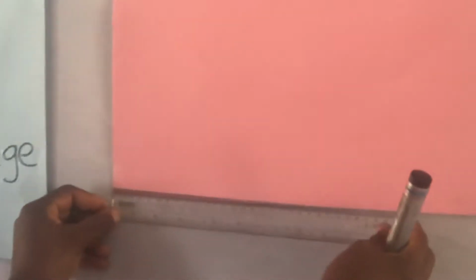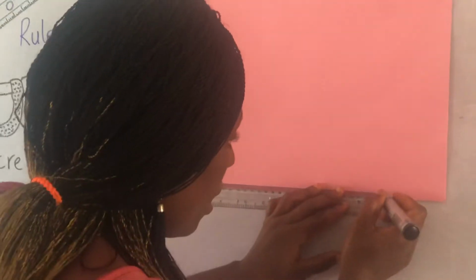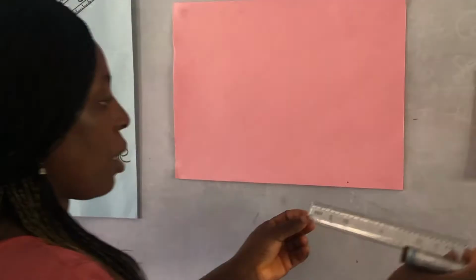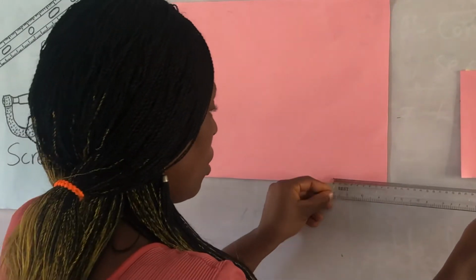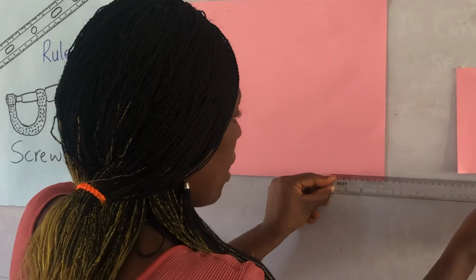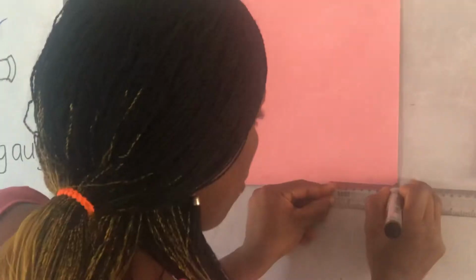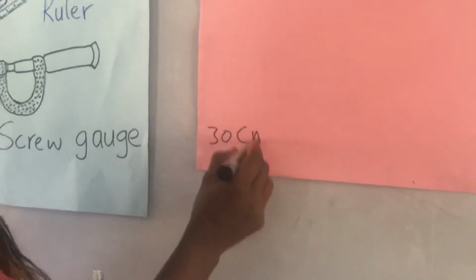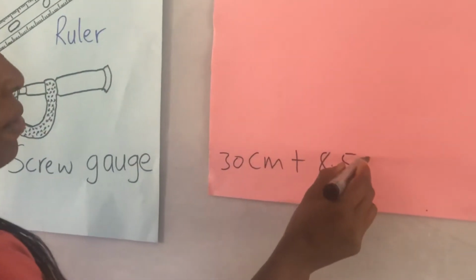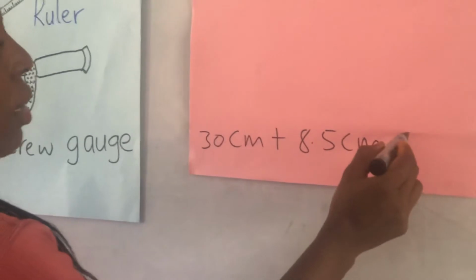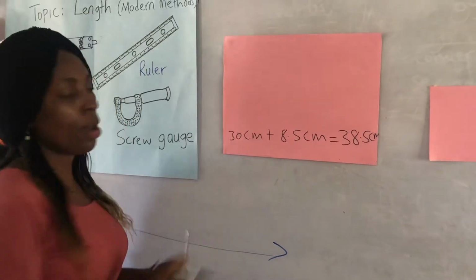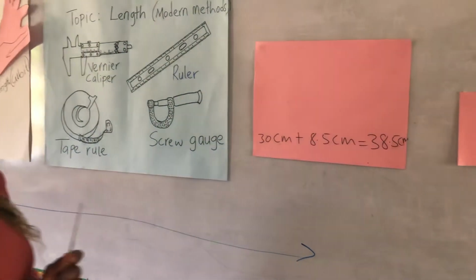From 0 point here to this, I have 30 centimeters with my ruler, and I'll pick it up again from where I stopped. Remember, I had 30, and here I have 8.5. So 30 centimeter plus 8.5 centimeter gives me what? 38.5 centimeter. That's the length of this rectangular shape.